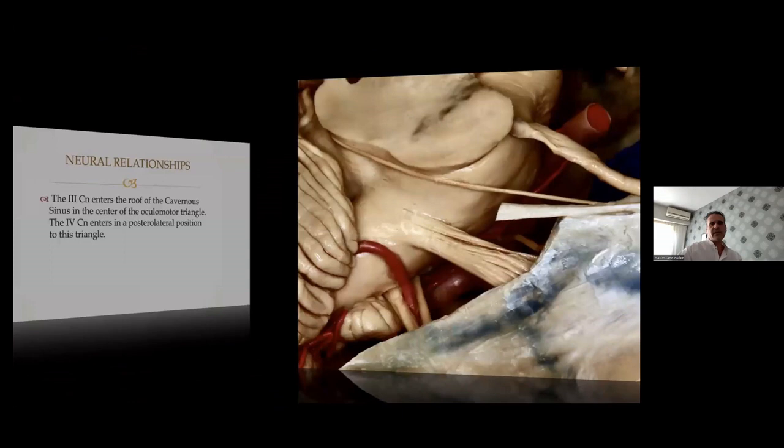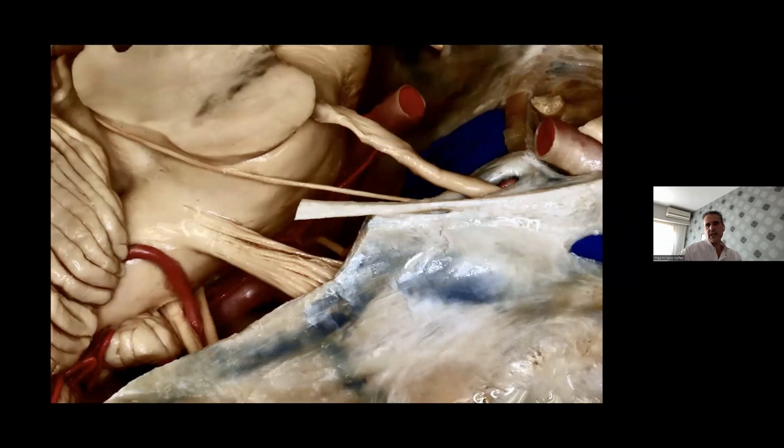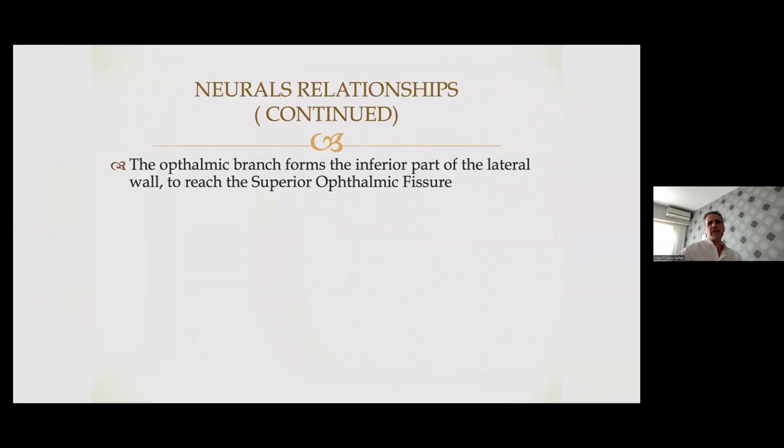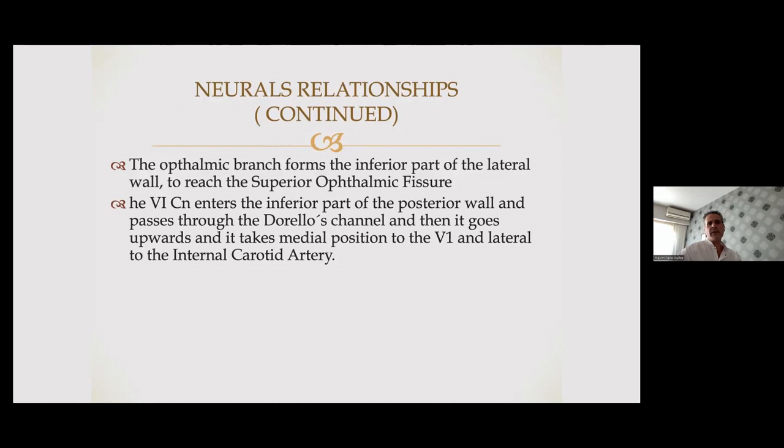The third cranial nerve enters in the roof of the cavernous sinus, as I said before. Here in this picture we can see the position of the third cranial nerve in the roof of the cavernous sinus, and even lateral to it, the fourth cranial nerve, and in the posterior aspect, the fifth cranial nerve enters the Meckel cave. The neural relationship, the ophthalmic branch goes from the inferior part of the lateral wall to reach the superior orbital fissure, and the sixth cranial nerve enters in the inferior part of the posterior wall of the cavernous sinus through the Dorello canal, like everybody knows.